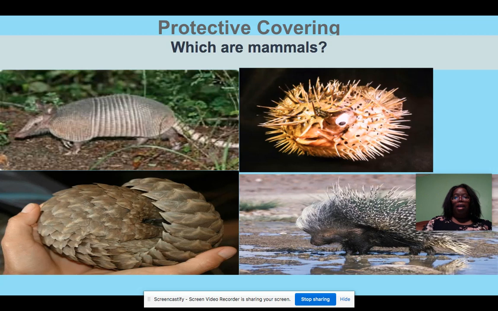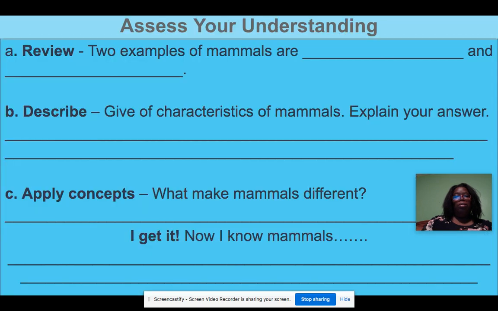All right. And finally, which are mammals? The armadillo would be a mammal, and the porcupine would be a mammal. The other two, I don't think they're mammals, and I forgot what they are, to be honest. But we know they don't look like mammals. So two examples of mammals are dogs, yes, and a cat, yes. Give the characteristics of mammals. They have hair and fur and feed their young.